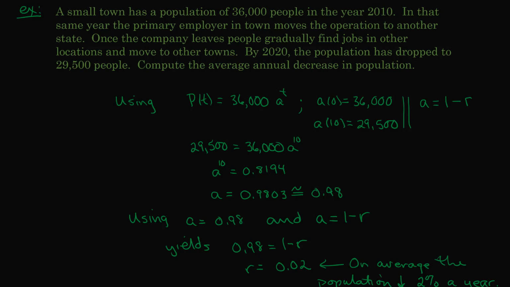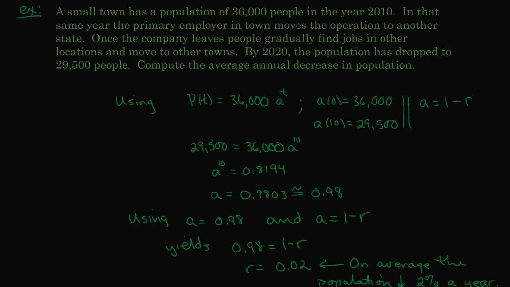By the year 2020, the population of this town has dropped to 29,500 people. In this case, you're asked to compute the average annual decrease in population. Without another business in town to provide employment for these people, they need to go elsewhere to seek employment, so the population of the town does decrease.